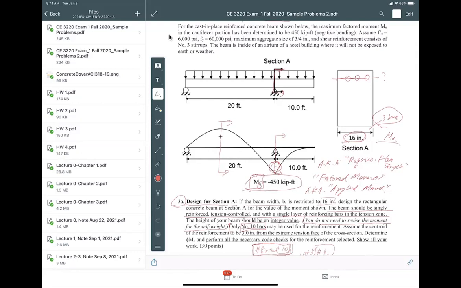We're talking about alpha, not phi. 0.7, 0.5, 0.6, all these are good numbers. But that's one of those b d squared situations. We told you the width is going to be 16 inches, so use that 16 inches.